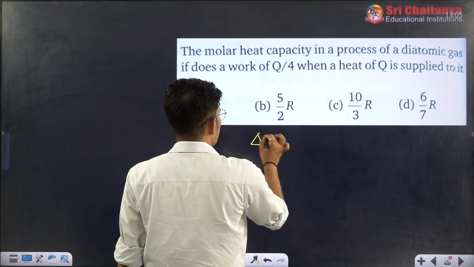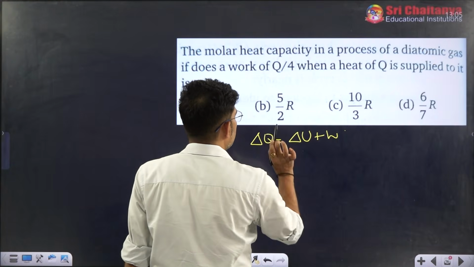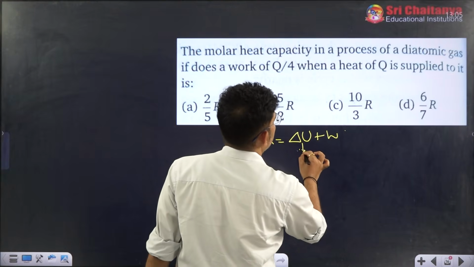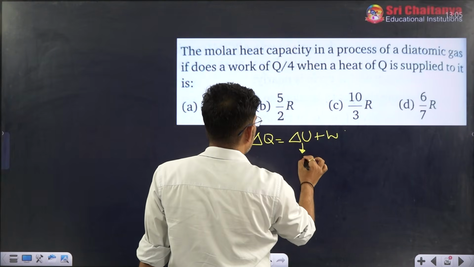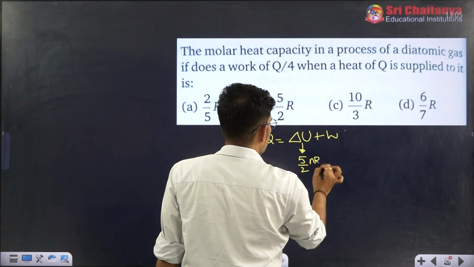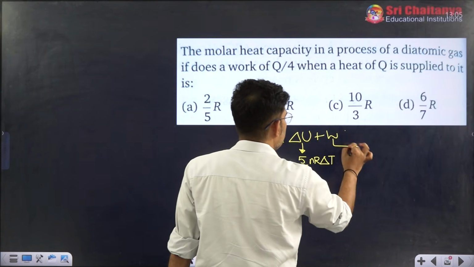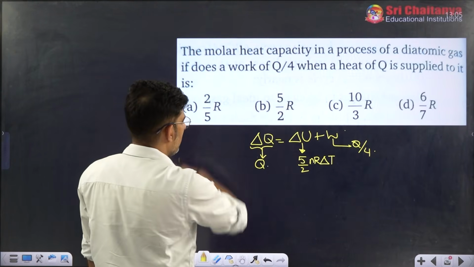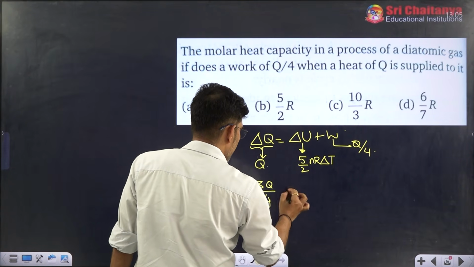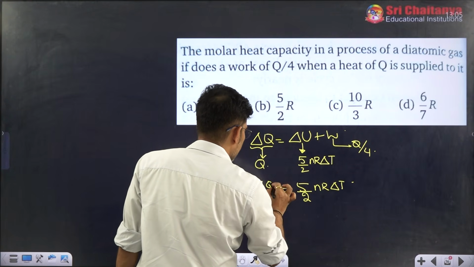Again, let's see. We know delta Q is delta U plus work done, right? Now from here we know delta U. Which type of gas is it? It is monoatomic, no, I'm sorry, it is diatomic gas. Diatomic, so f by 2 means 5 by 2 nR delta T. Delta Q is given as Q. Work done is given to us in the question as Q by 4. Take on one side. So Q minus Q by 4, 3Q by 4, will become equal to 5 by 2 nR delta T.